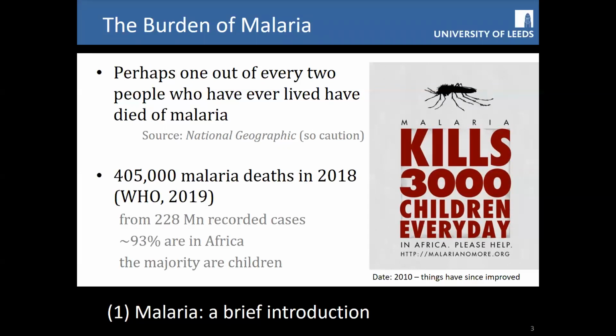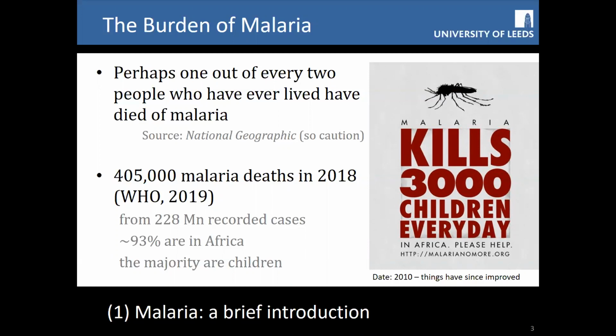Perhaps more reliably and more recently, the World Health Organization's most recent report on malaria says that there are just over 405,000 malaria deaths in the world in 2018. And that's from 228 million recorded cases. Of those cases and those deaths, 93% are in Africa. So there's a reason for our focus here in Africa. It takes the majority of the world's malaria burden.